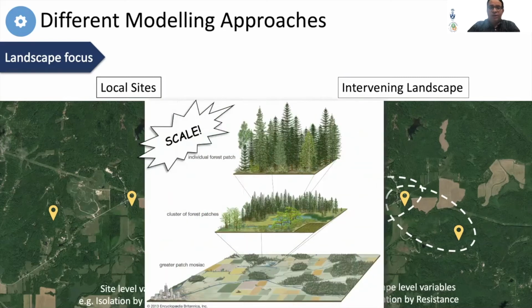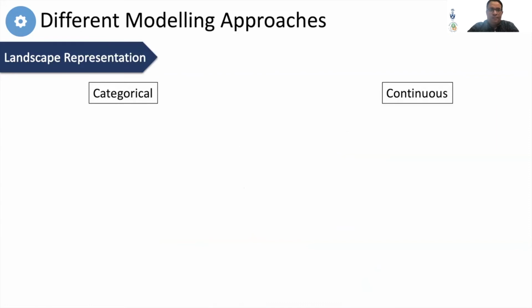It's very important as well to consider the scale at which we are making our samples, because not all the species perceive the landscape the same. Then we move to the landscape representation, how we represent this landscape that we just selected to work with. We either have a categorical approach or a continuous approach.